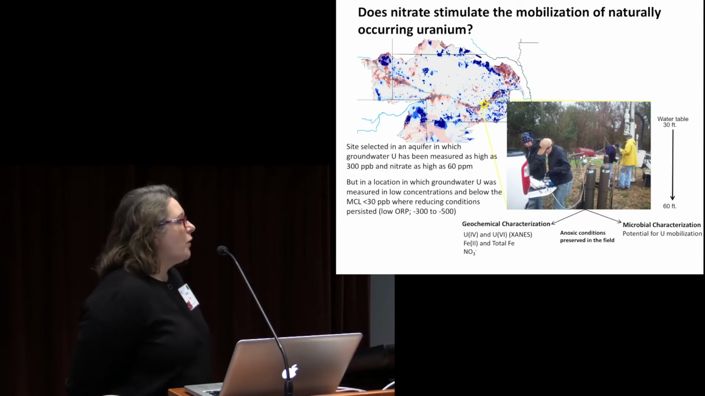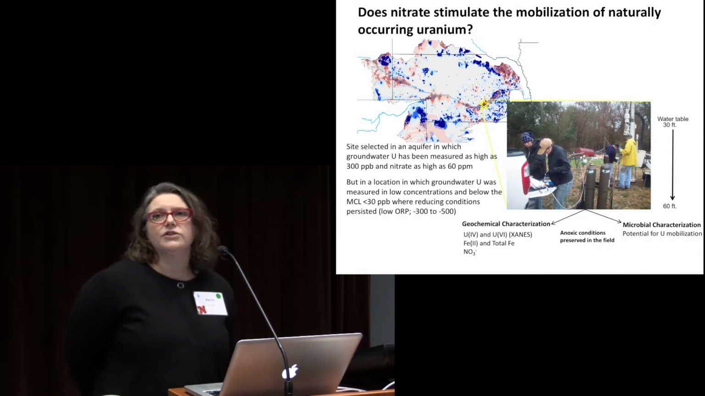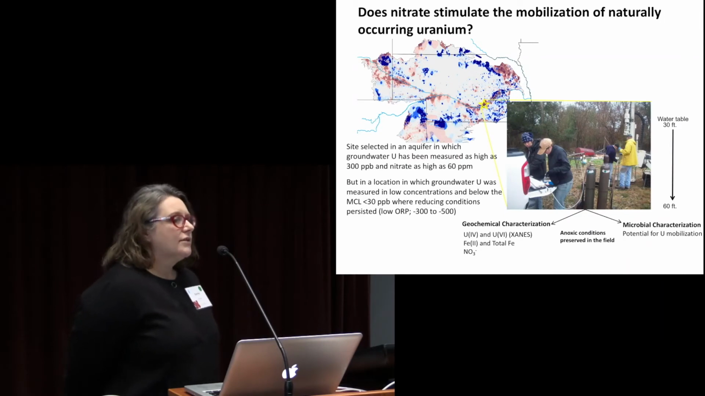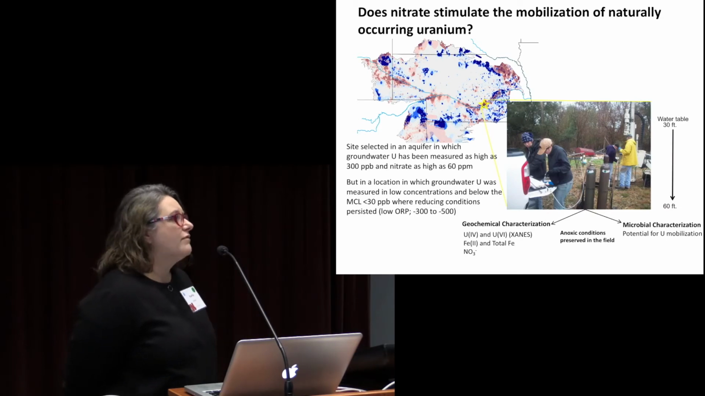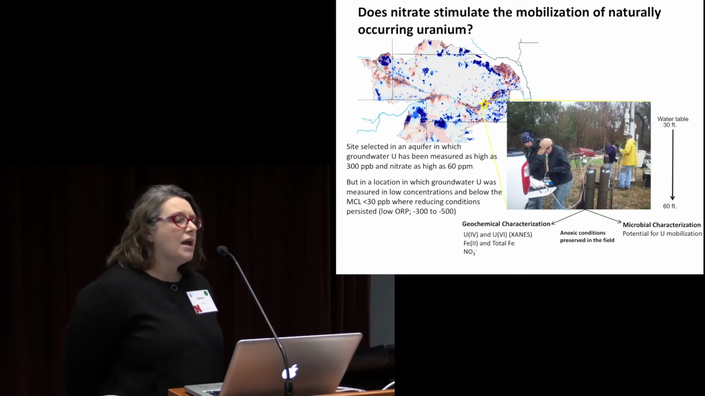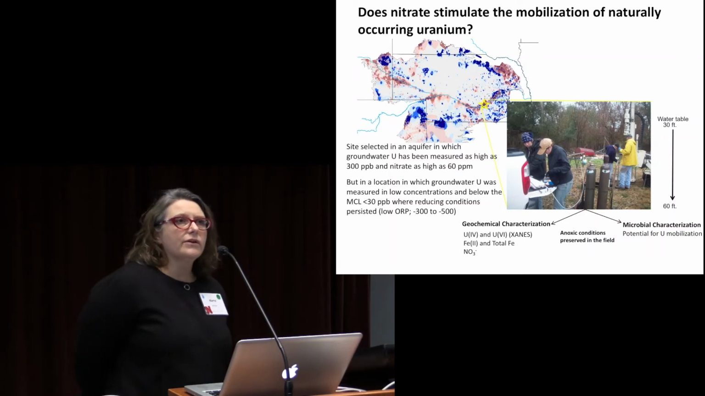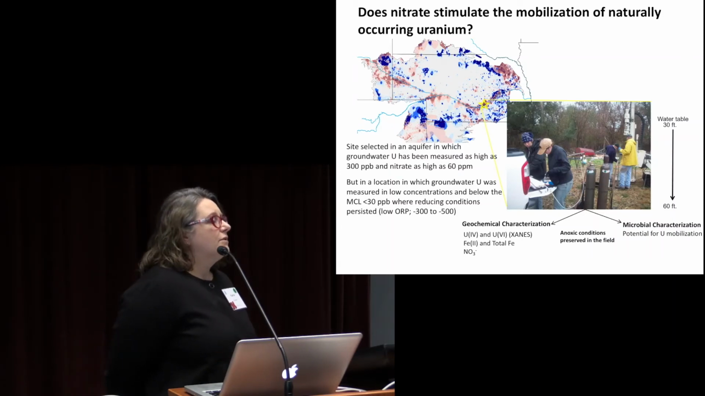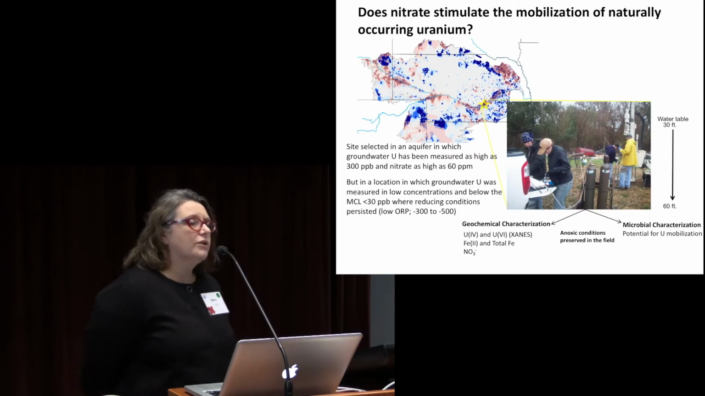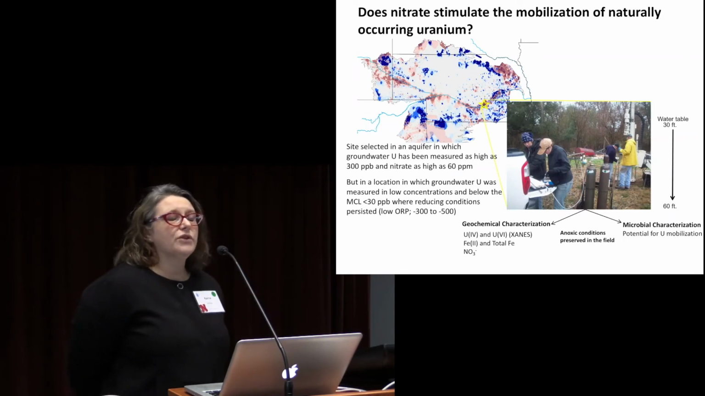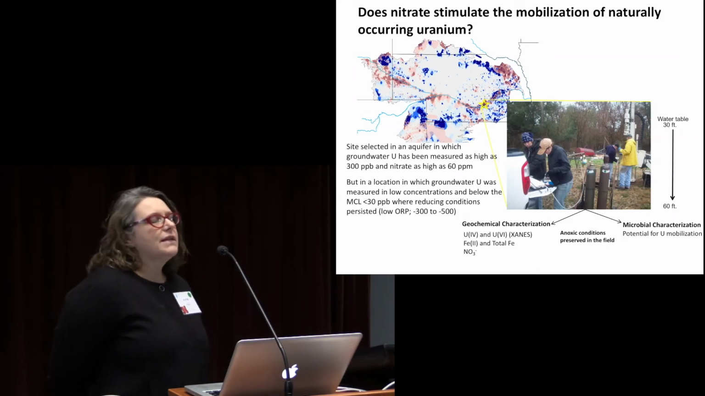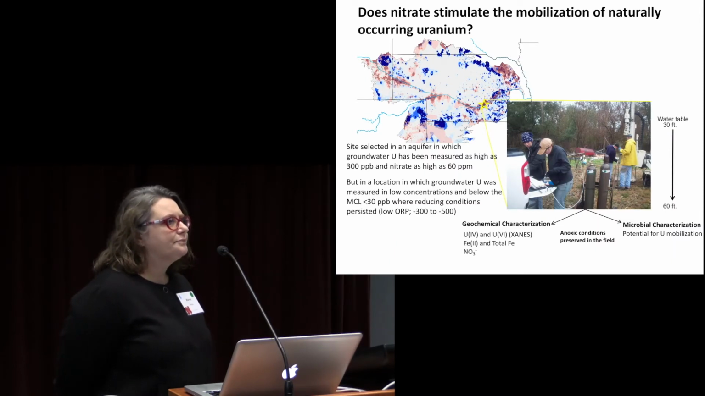These correlations are all well and good, but we all know that correlation doesn't necessarily equal causation. So in an effort to begin to examine whether or not nitrate does indeed drive the mobilization of naturally occurring uranium, we selected a field site near Alden, Nebraska, in order to conduct a series of experiments. In this aquifer, we have measured uranium as high as 300 ppb within the groundwater. That's 10 times above the MCL. Nitrate has been measured at 30 ppm, which is 3 times above the MCL.